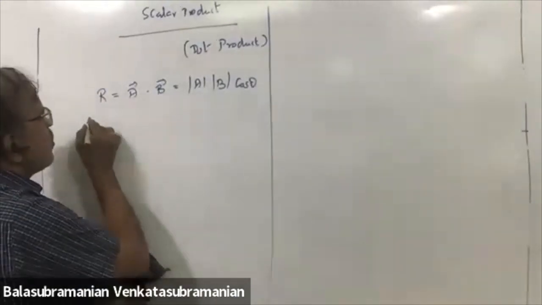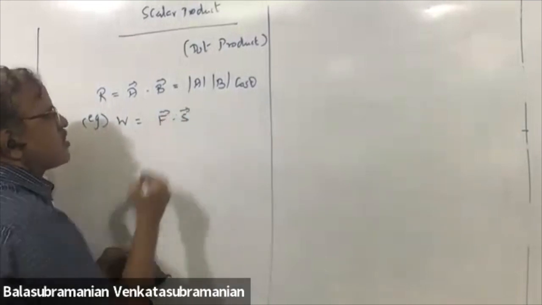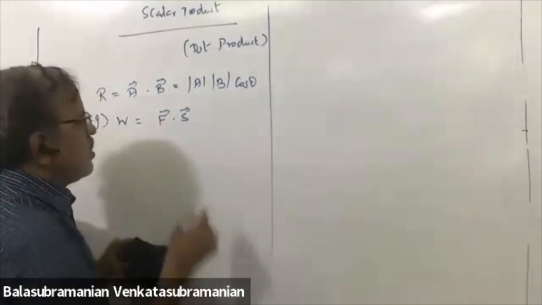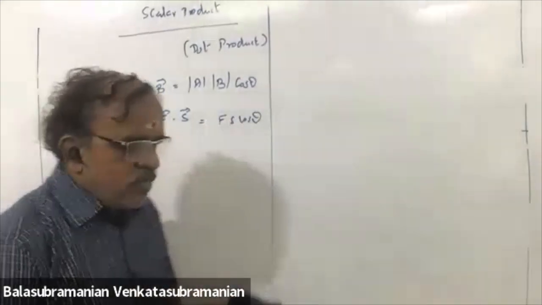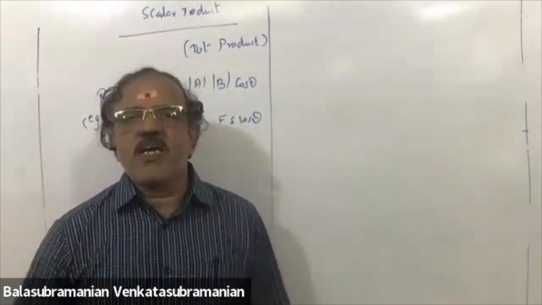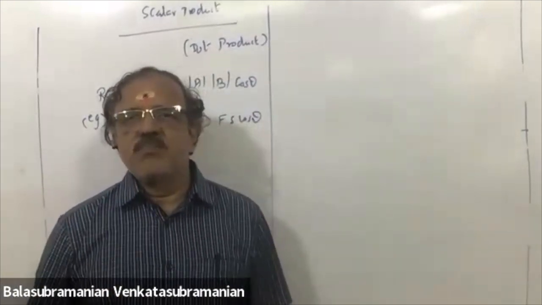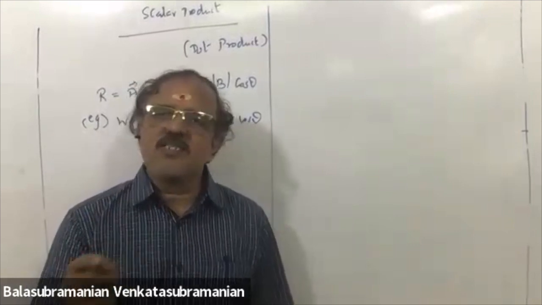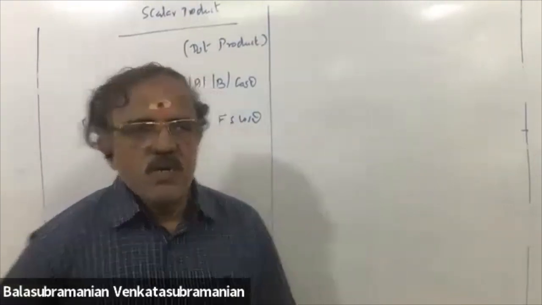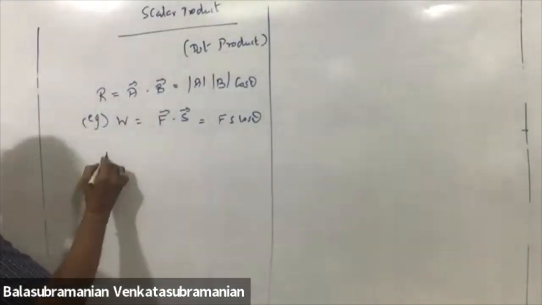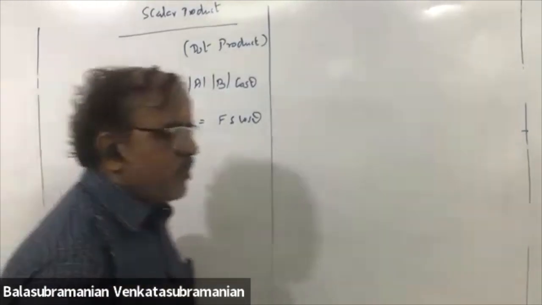Example, work done is F dot S, that is Fs cos theta. Force is a vector quantity. Displacement is a vector quantity. But resultant work done is a scalar quantity. Okay, fine. We have some properties of scalar product. Few properties we will discuss.